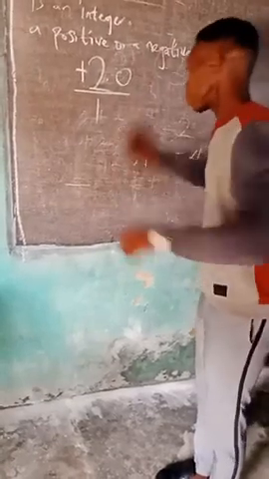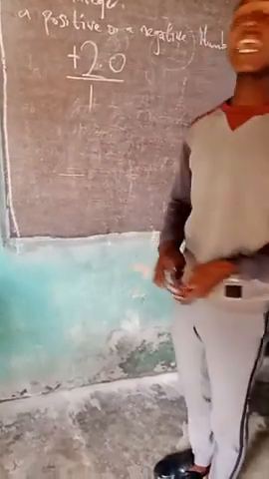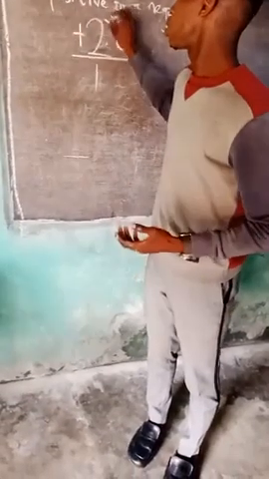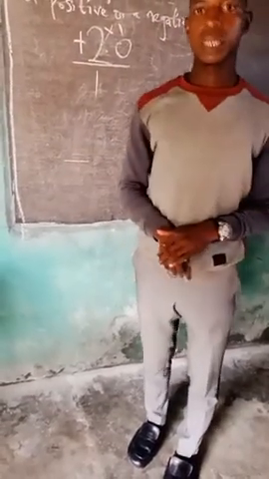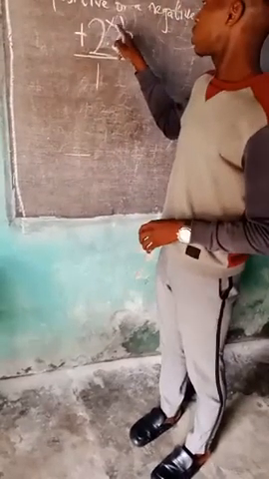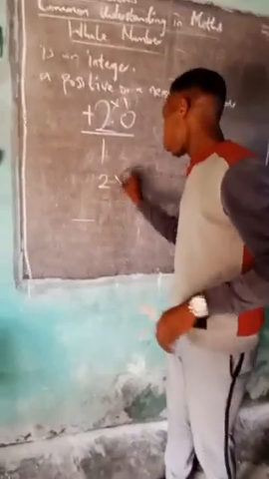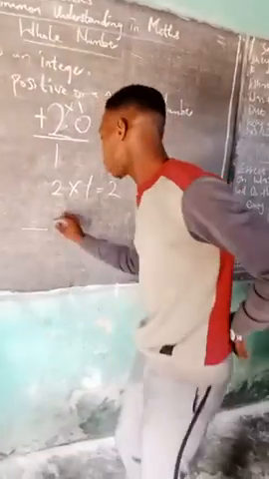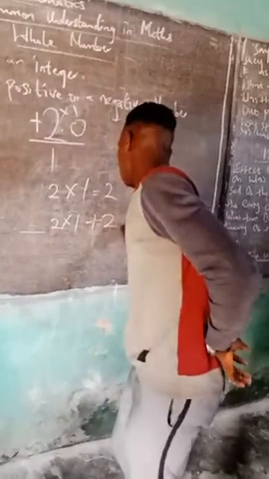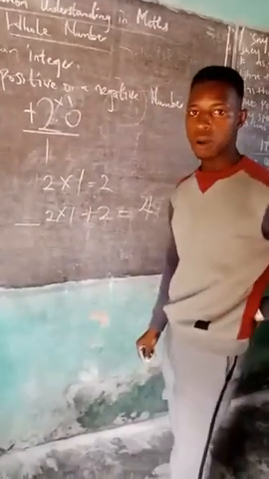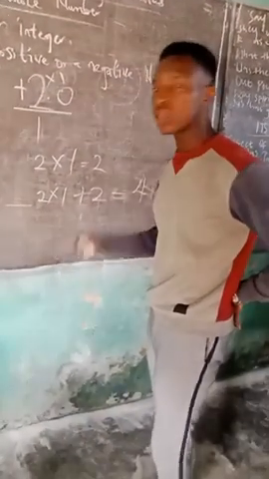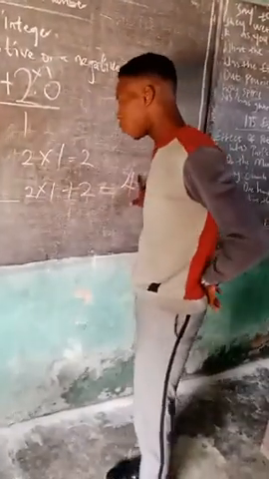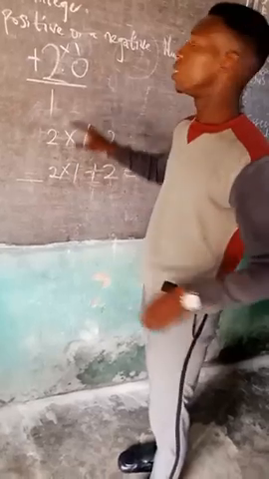Thank you. We go further. We can still say every whole number has a multiple of 1. Now, 2 times 1 will give us what? 2. So even when you have 2 times 1 plus 2, the answer is still going to be 4, because 2 times 1 is going to give you 2, and if you add it with 2, it will be 4.